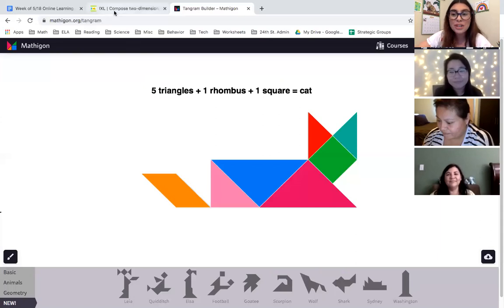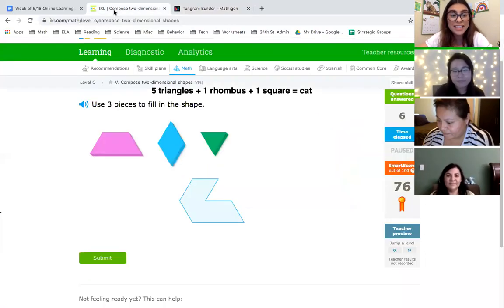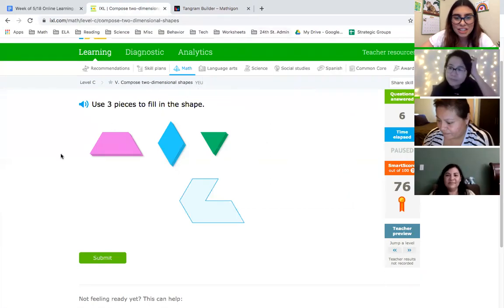But I also want to show you what you're going to be doing on iExcel. So you have a double assignment. You can do this tangram on Seesaw, and you are going to be filling in shapes using other shapes. So you're going to create a bigger shape on iExcel using the shapes that we see here.